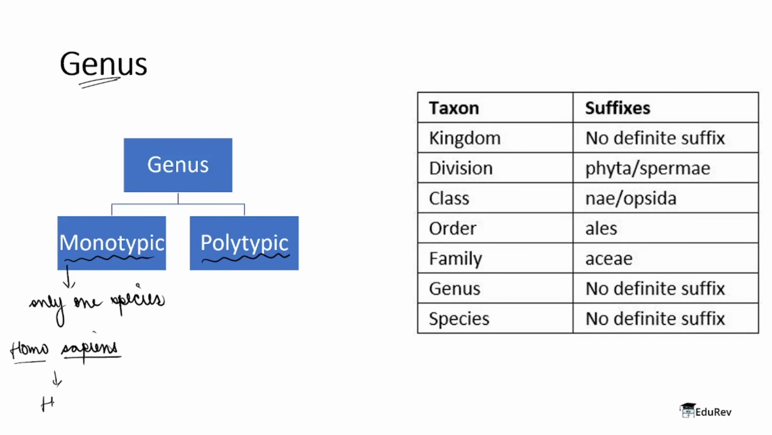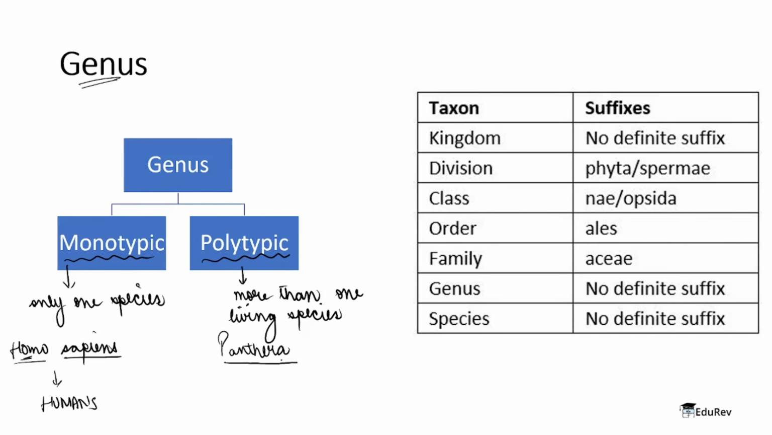So we are an example of a monotypic genus, because Homo sapiens have a monotypic genus which is called Homo. While a polytypic genus is one which includes more than one living species. An example for that could be the genus Panthera.